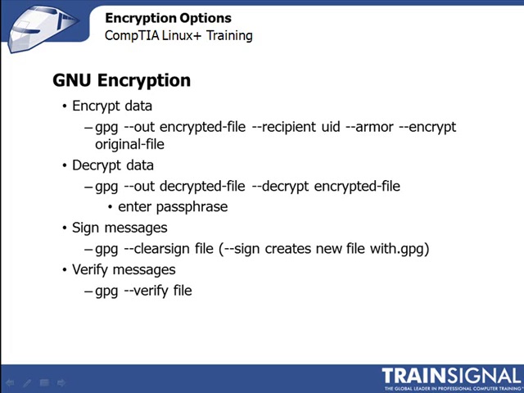To sign a message so the recipient knows that it comes from you, use the command gpg --clearsign followed by the file name. You can also use the --sign option, which creates a new file with the same name as the original, but with the .gpg extension. Clearsign leaves the message unencrypted but adds an encrypted signature. The signature can be verified with your public key. And the clearsign option creates a file with the .asc extension.